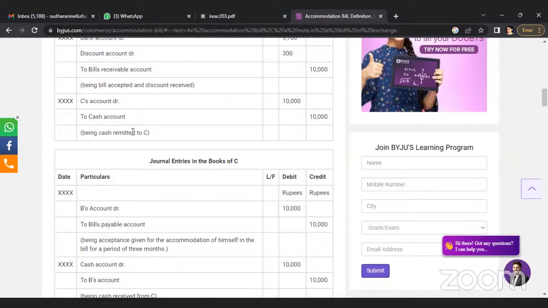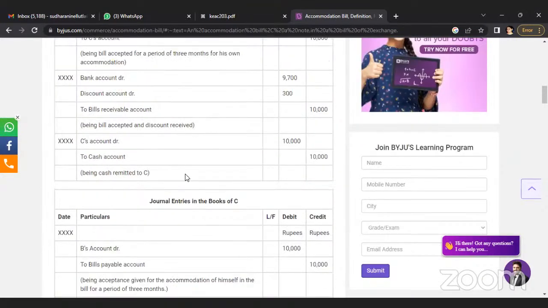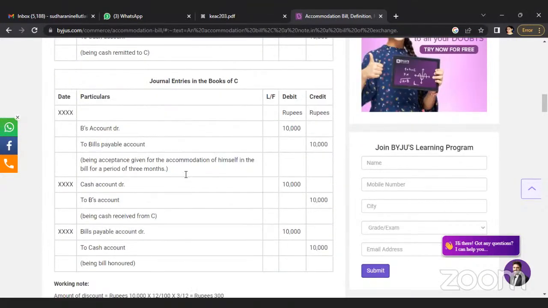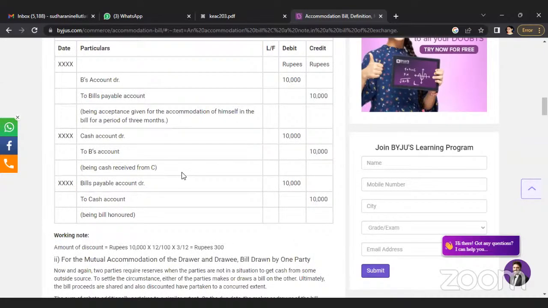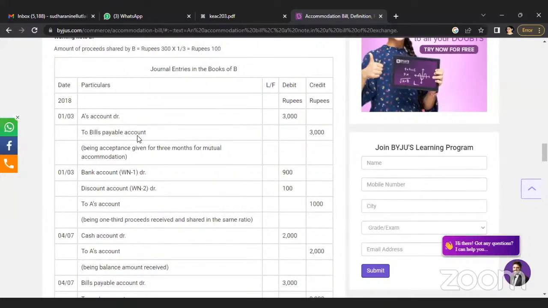But the actual amount is taken by the drawer, so this entry will be extra for you. C account debit to cash account is the extra entry you get in case of an accommodation bill only for the drawer. Next, accommodation of bill for both drawer and drawee: the first entry for bill drawn will be there in both books, and bill accepted will be in the drawee's book also. The next entry is bank discount: bank account debit, discount account debit, bills payable account.